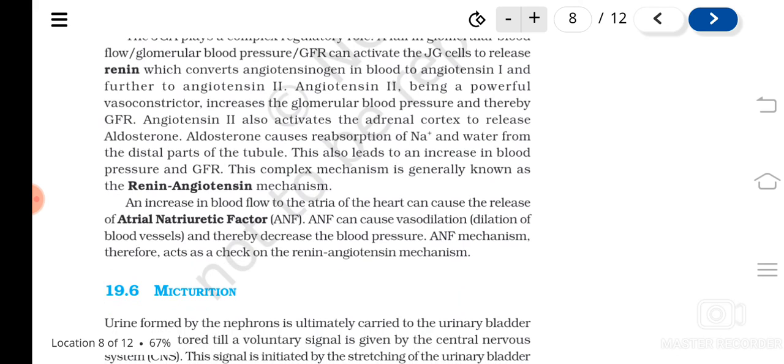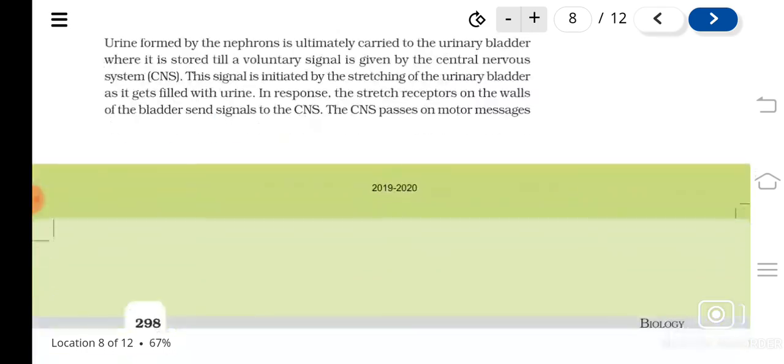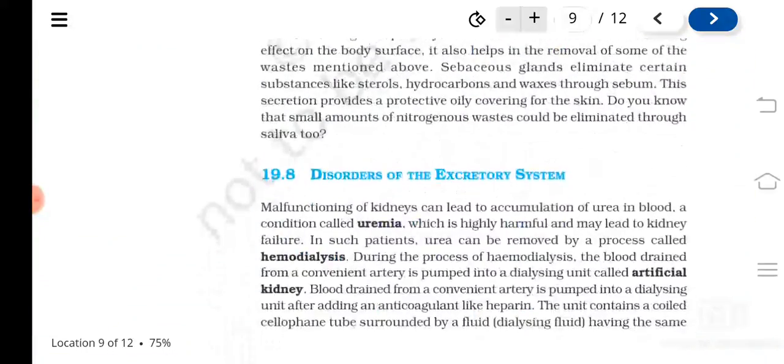Understood? Then atrial natriuretic factor, which is produced by the heart. If the blood flow to the atria is more, it causes vasodilation, and it is just opposite to the renin-angiotensin mechanism. So all these portions are very clear, I think.